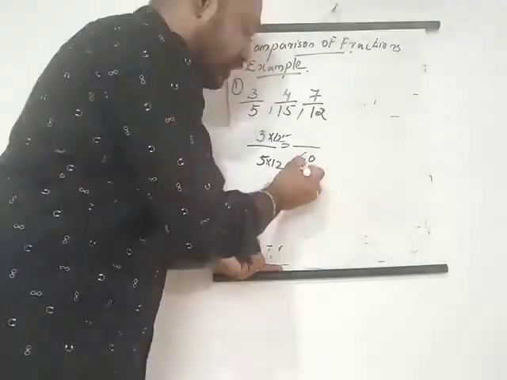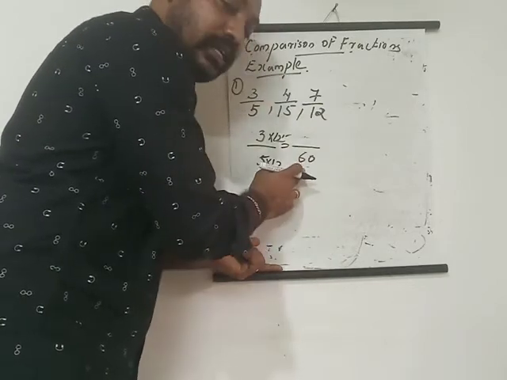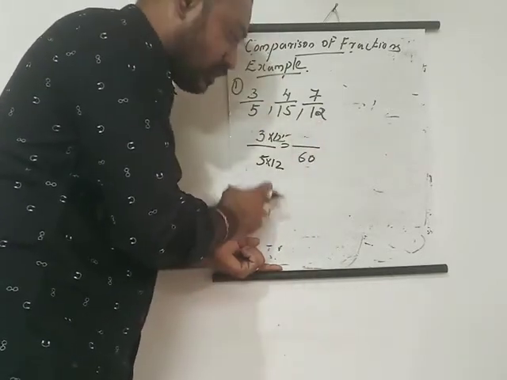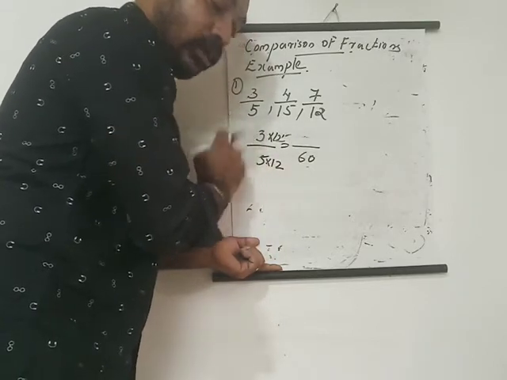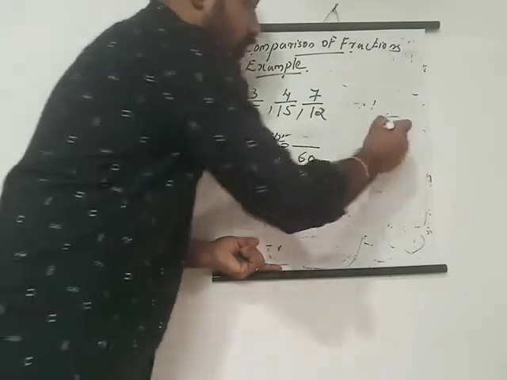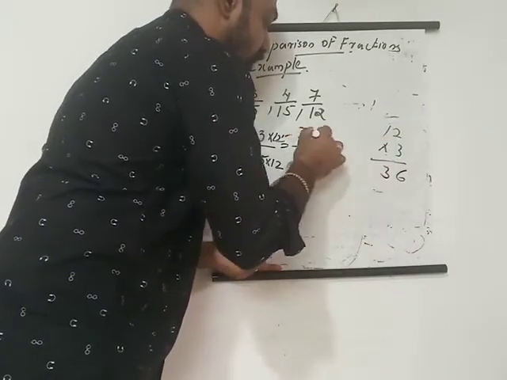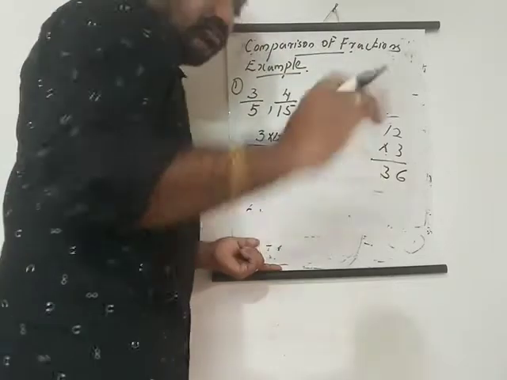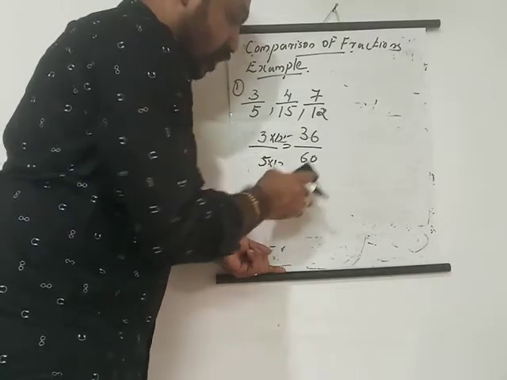So I converted this one in terms of 60, isn't it? LCM is 60, so I need to convert in terms of 60. To convert that into 60, I need to multiply with 12. Same thing I have to multiply on the numerator too. So 12 into 3 you can do. 12 into 3 means 3 sixes, 36, you will get. So you will get 36 by 60. That is the first one. So I converted this one into terms of 60.